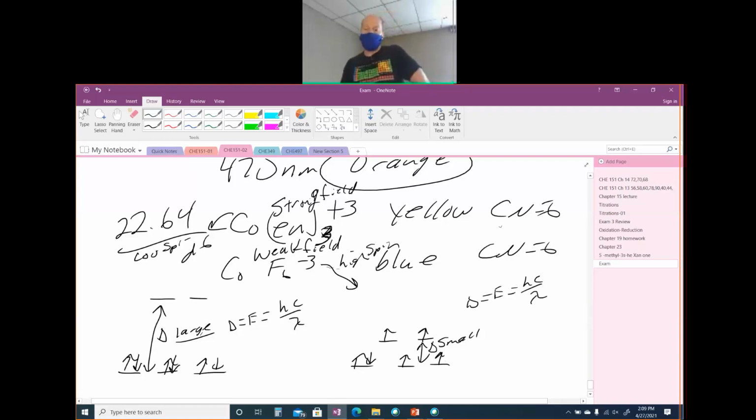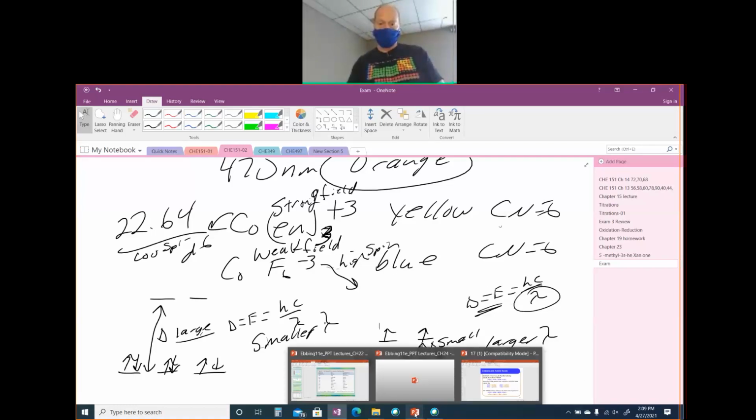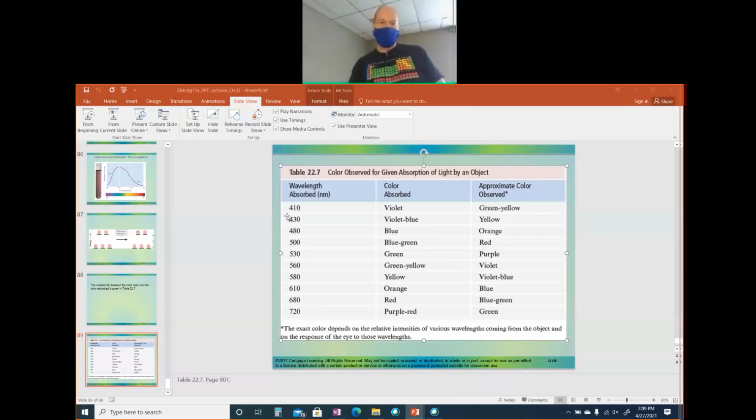All right, and so a small energy is going to have a larger wavelength. And this is going to have a smaller wavelength. And so when you look at the picture, you see your smaller wavelength. So your larger energy, that's yellow, that's the strong field ligands. Your larger wavelength, your lower energy, that's your blue, that's with the weak field ligands.